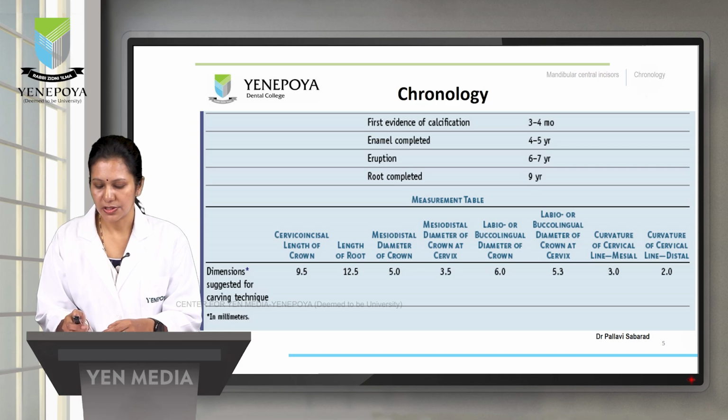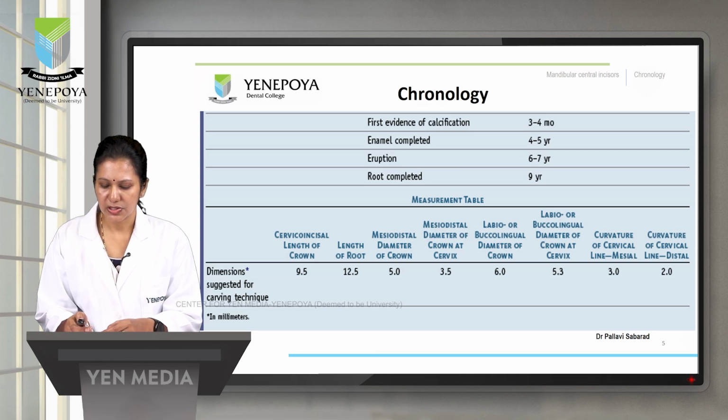So, this is a chronology table of the mandibular central incisor. Here we can see that the first evidence of calcification takes place between 3 to 4 months, and enamel completion takes place between 4 to 5 years. Eruption occurs between 6 to 7 years, and root completion around 9 years.